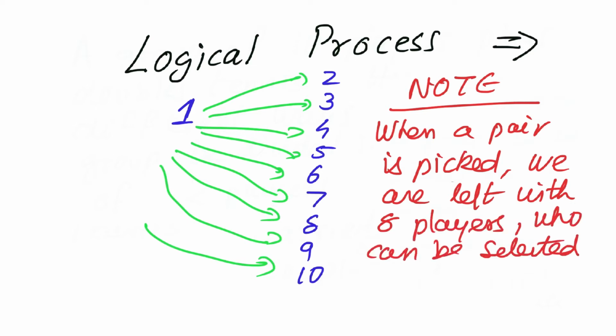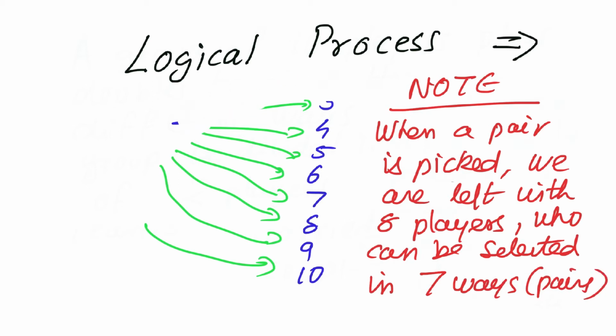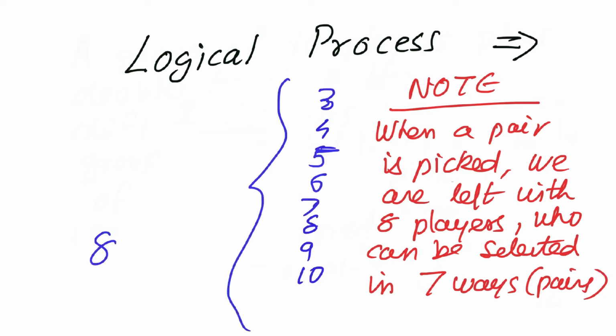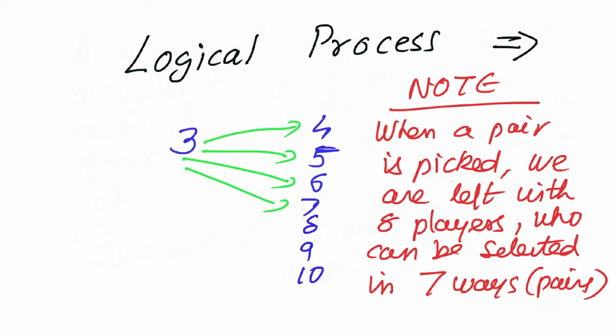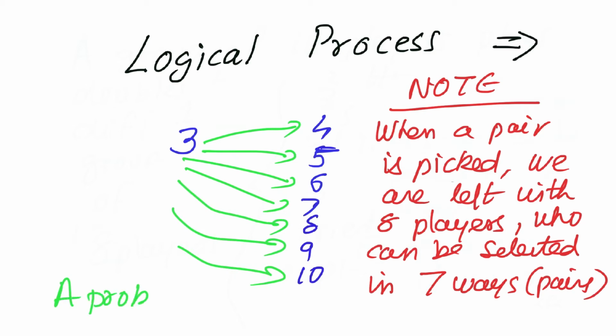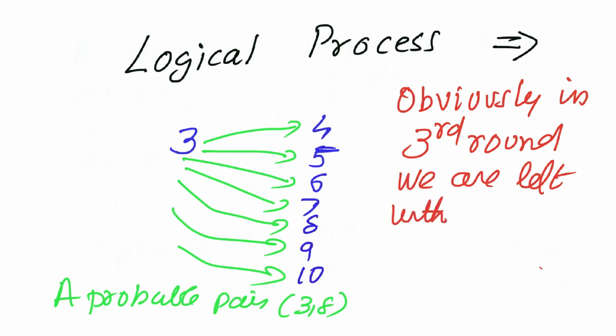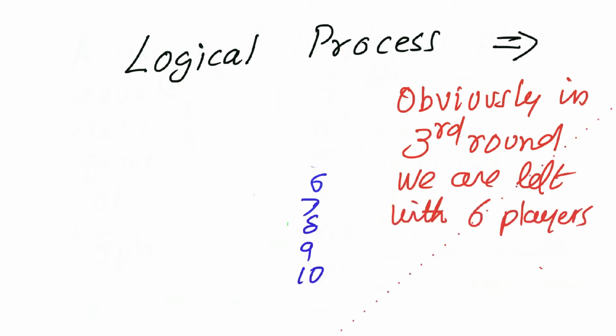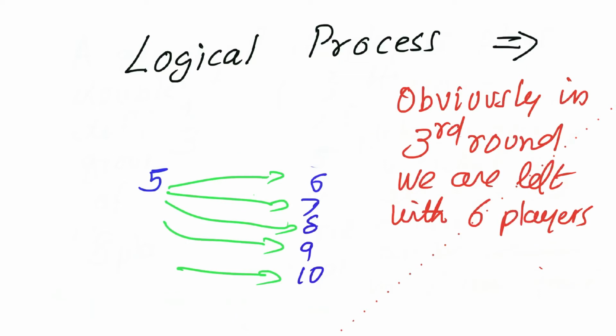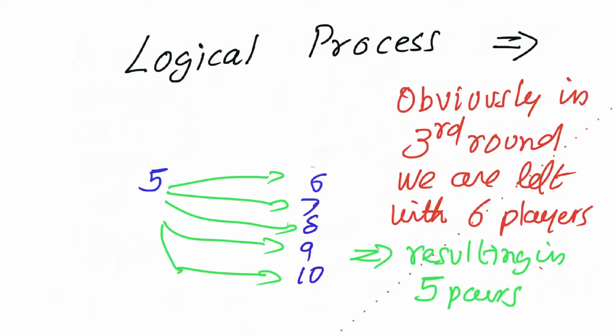Going on to the second round, naturally there will be 8 players, which means that 8 minus 1, 7 ways of getting a pair there. So second round, 7 ways of getting a pair. Going on to the third round, where there will be, of course, 6 players. So basically 5 ways of getting a pair. That is 5 with 6, 5 with 7, something like that.